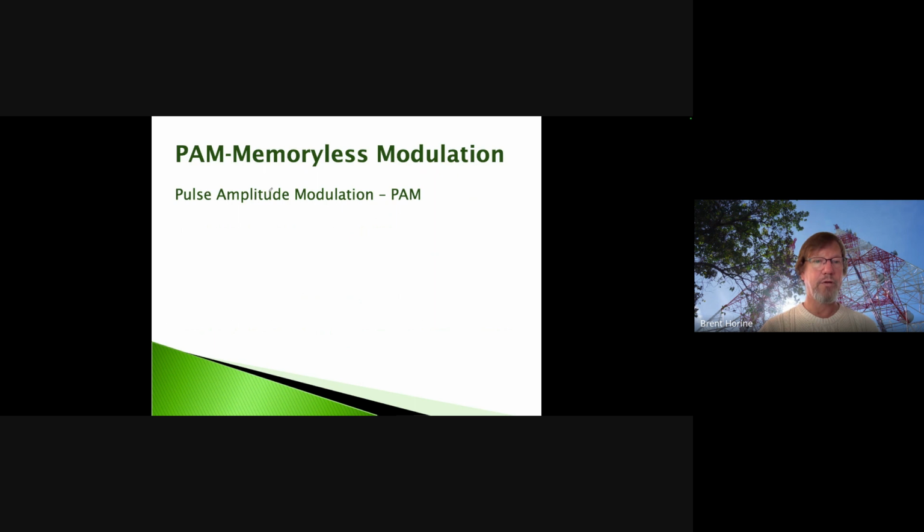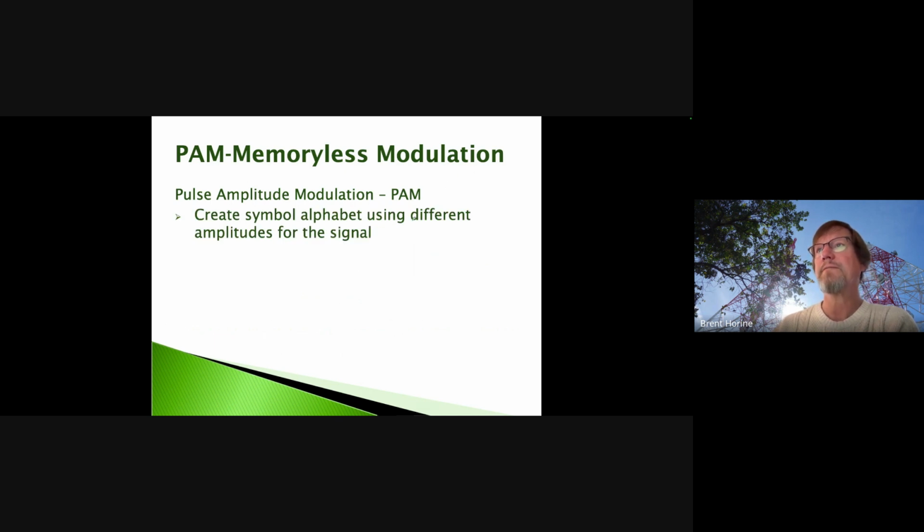So we'll look at pulse amplitude modulation, and we're going to look at a memoryless version of this, right? So let's create a symbol alphabet using different amplitudes for the signal, right? So it's a pulse amplitude modulation. We studied amplitude modulation in analog version. Now we're looking at it in a more, well, ultimately discrete. We haven't really discretized these things yet, but that's coming, right?